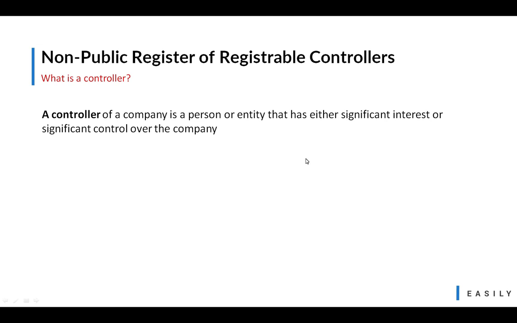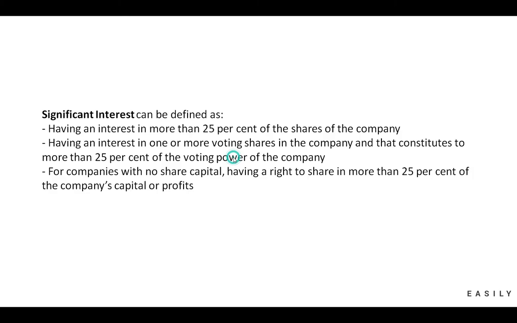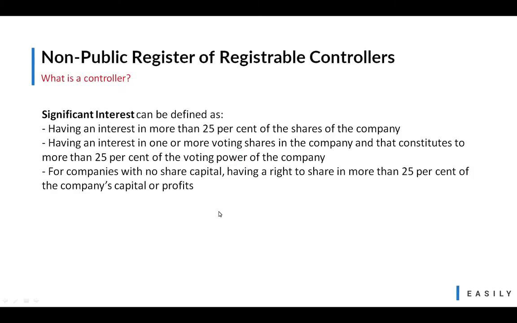A controller of a company is a person or entity that has either significant interest or significant control over the company. So there are two criteria. It's either significant interest or significant control. So what is significant interest? A significant interest is defined as having an interest in more than 25% of the shares of a company, or you have an interest in one or more voting shares in a company that constitutes more than 25% of the voting power of the company.